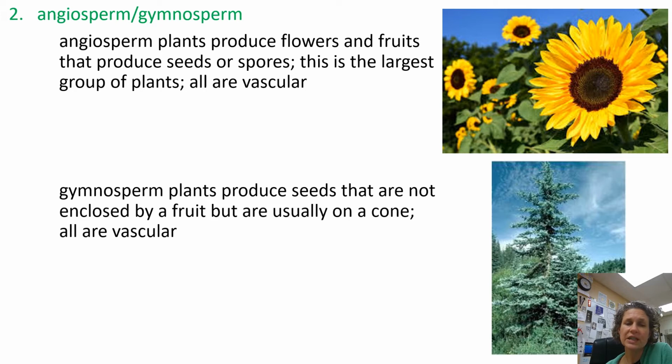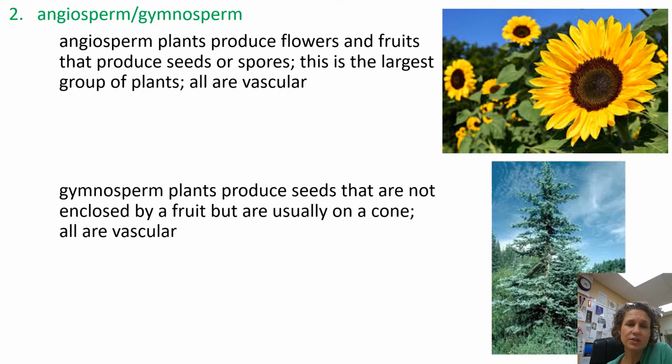Gymnosperm plants produce seeds, but they are not enclosed in a fruit of some sort. The seeds themselves are usually on a cone. All of these are also vascular, can be very big. A typical example is that a pine tree is a gymnosperm. And so there are different advantages to being an angiosperm, with the flowers or the fruits containing the seeds or the spores. That makes it easy for an animal to eat the fruit and carry the seed in its digestive system far away until it goes to the bathroom and that seed is planted.